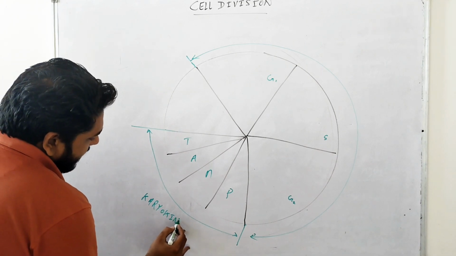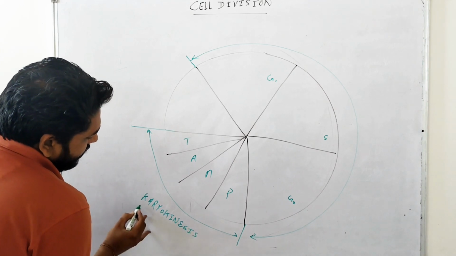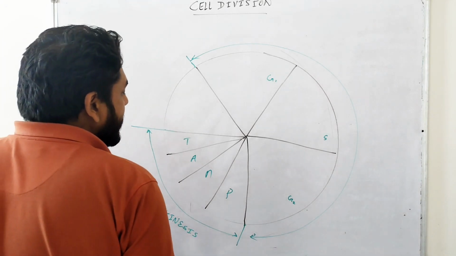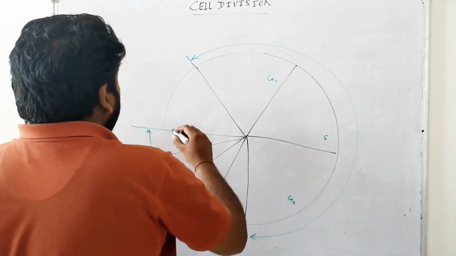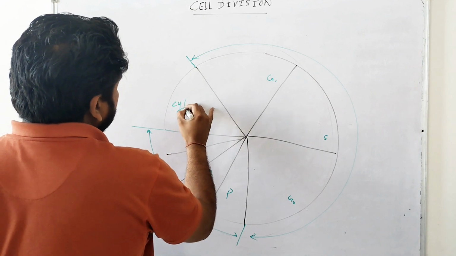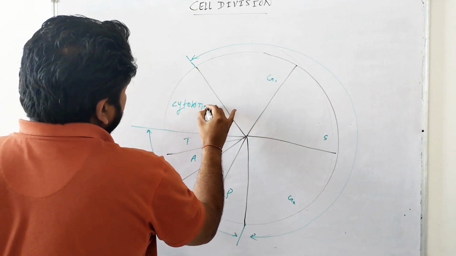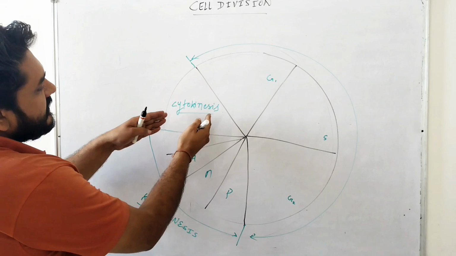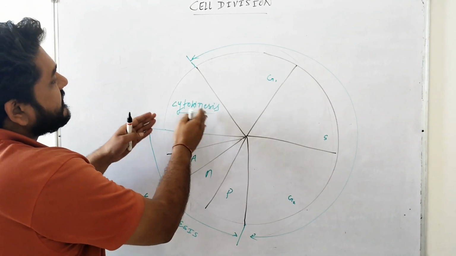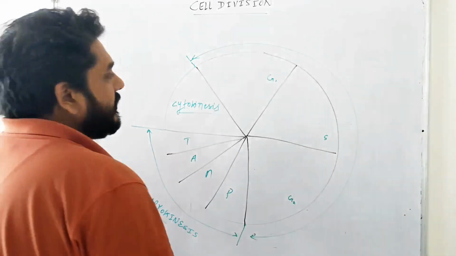What is the meaning of karyokinesis? The term karyo is used for the nucleus, and karyokinesis means the division of the nucleus. After that, this one is cytokinesis. Cytokinesis means that after the division of the nucleus, the division of the cytoplasm will take place, and in this way the division will get completed.